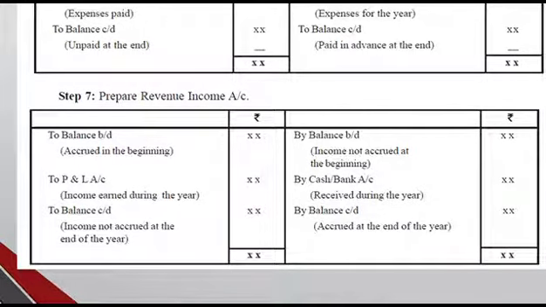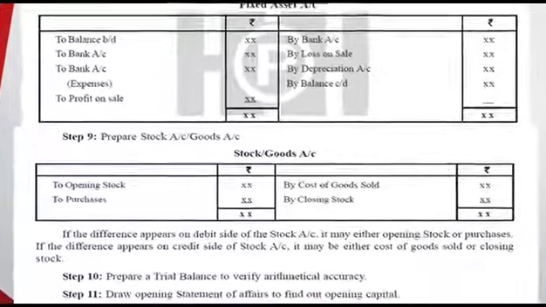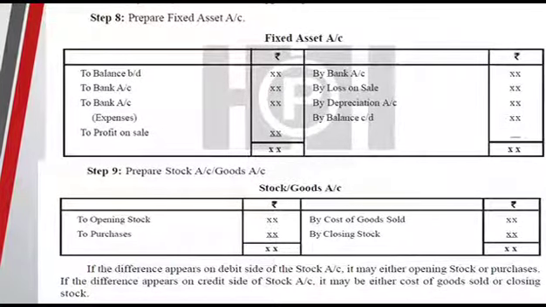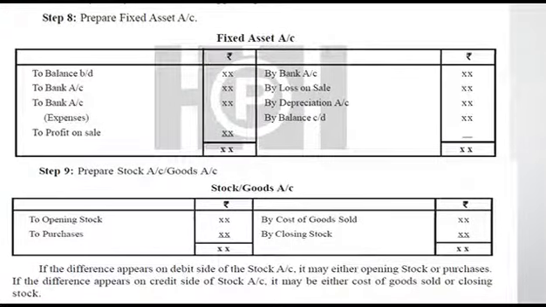Revenue income means the income that has been generated by performing the business activities, either trading or rendering services. These revenues and incomes that are received or receivable should be mentioned in the revenue income account. After that we should be able to prepare the fixed asset account. In the case of the fixed asset account, it is very easy because the debit will consist of the opening balance of the asset, and the credit will be considered as the closing balance of the asset.